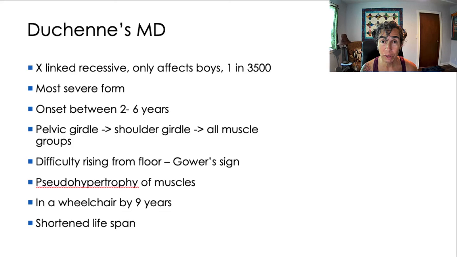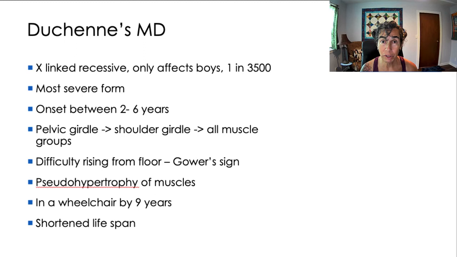Then Duchenne's muscular dystrophy gets its own slide because we see it in 1 in 3,500 children, and it only affects boys because it's X-linked recessive. So Duchenne's is the most severe form of muscular dystrophy. Onset is young, between 2 and 6 years of age. It is progressive. It starts at the pelvic girdle, it moves to the shoulder girdle, and then it involves all muscle groups. So pretty gnarly.